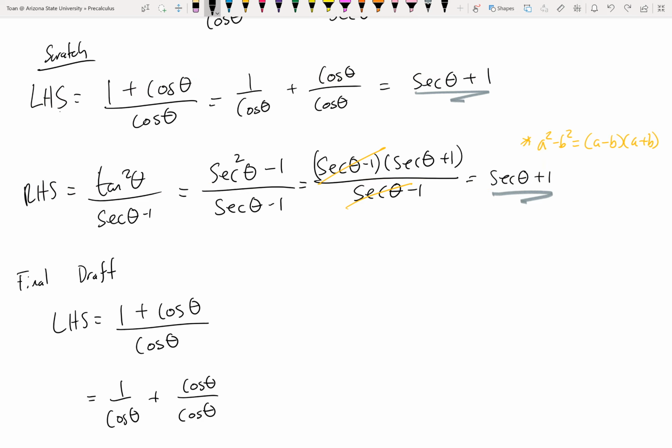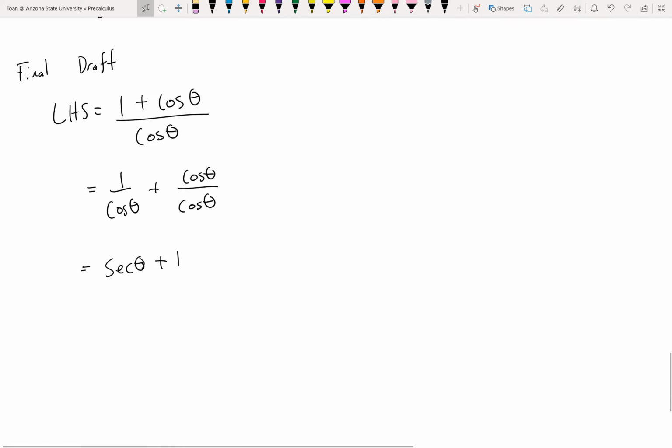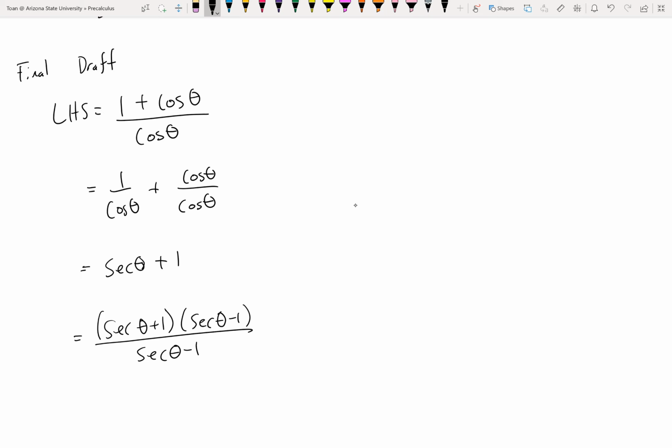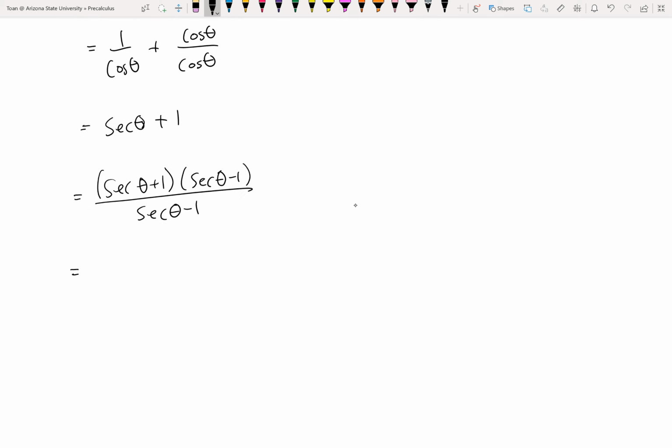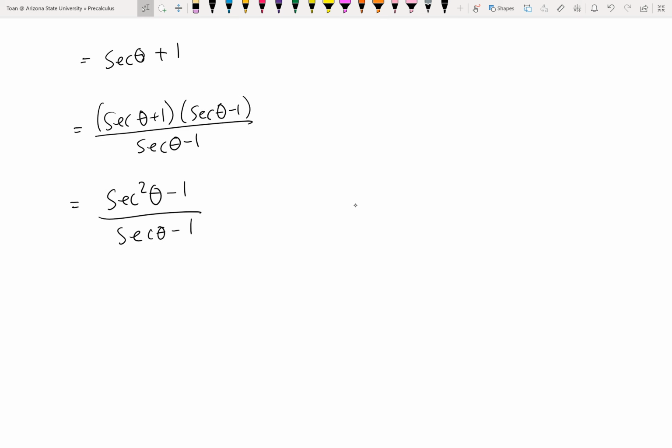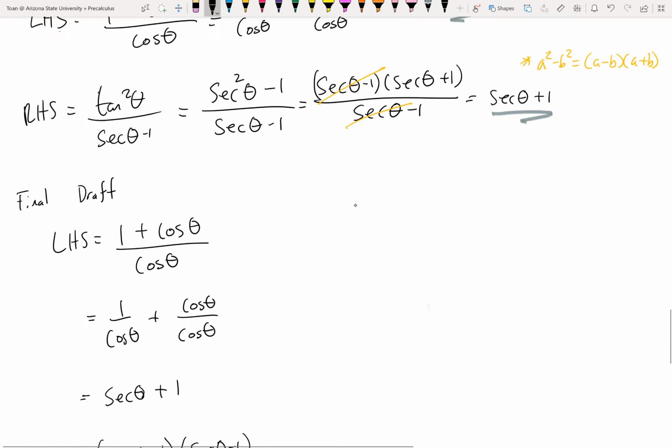So from secant theta plus 1, it looks like we did the conjugate, right? Top and bottom. So I know this is true. Secant theta plus 1 is the same thing as secant theta plus 1 times secant theta minus 1 over secant theta minus 1. All we did was multiply top and bottom by the conjugate. The numerator is secant squared theta minus 1. And then we know that secant squared theta minus 1 is equal to tangent squared theta by the Pythagorean identity, which is the right-hand side, right?